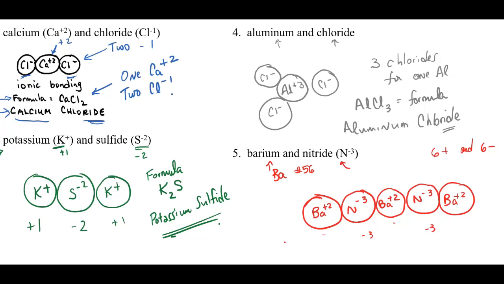How to write it? 3 bariums. So you write that at the end, Ba3. 2 nitrogens. Write the 2 at the end. That's the formula. Name is just barium nitride.